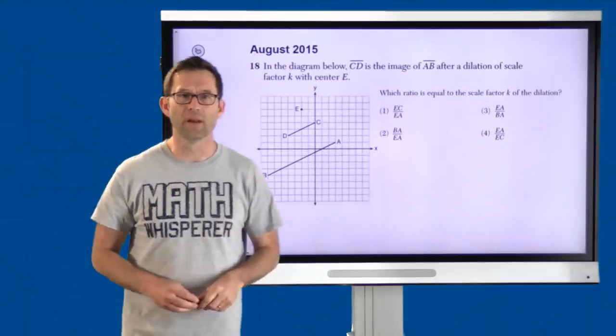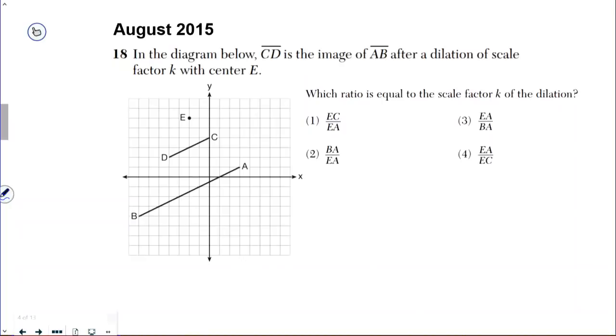August 2015, number 18. In the diagram below, CD is the image of AB after a dilation of scale factor K with a center at E. Which ratio is equal to the scale factor K of the dilation?